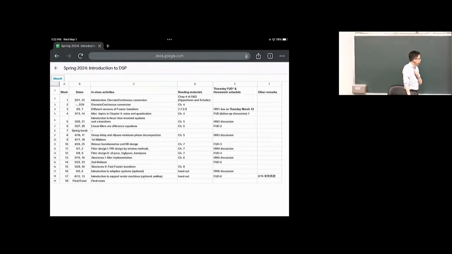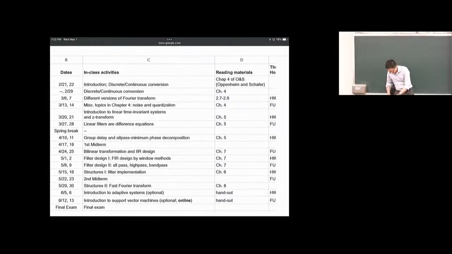But now it looks like we are right here, May 1st. That's today. So we will continue on the topic of filter design. Is it large enough? Should I enlarge it? Okay. So today is, I would say, the second week for filter design, or even the third week.